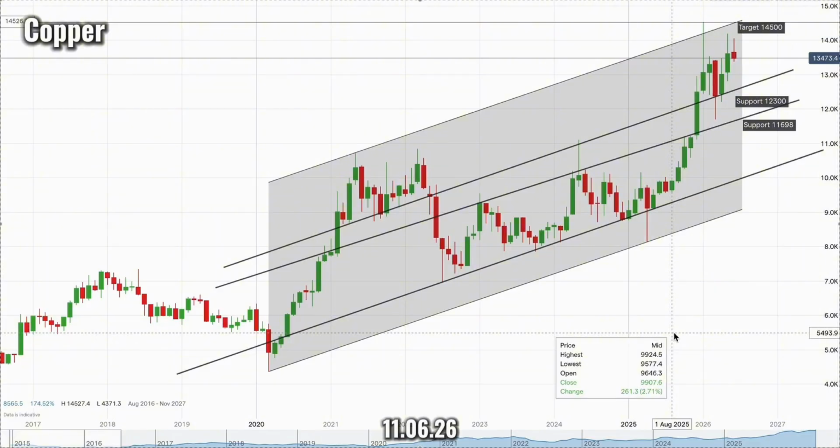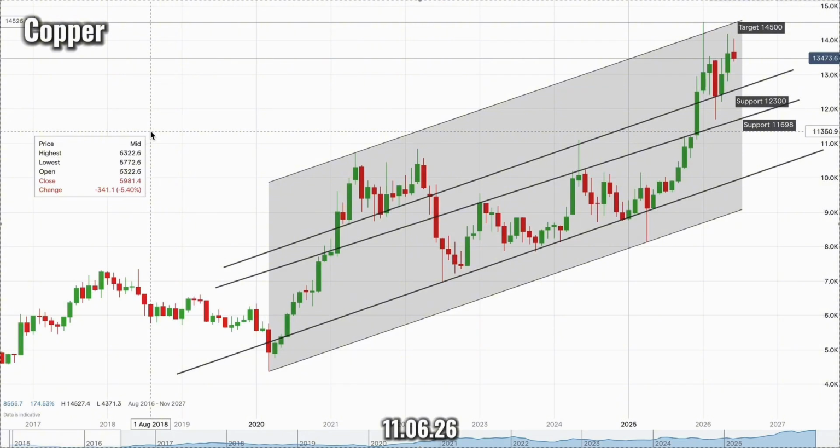Welcome back to Bull and Bear Hunter. Today we are going to have a look at the copper chart. We're going to have a look at where it's been, where it's going, and what opportunities we can see on the chart. Okay, so we are looking at the monthly view.